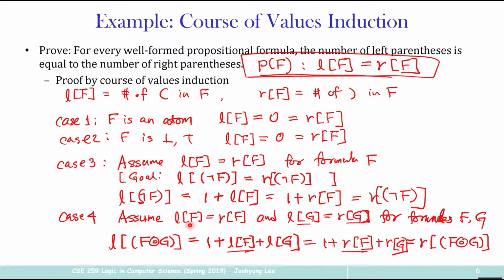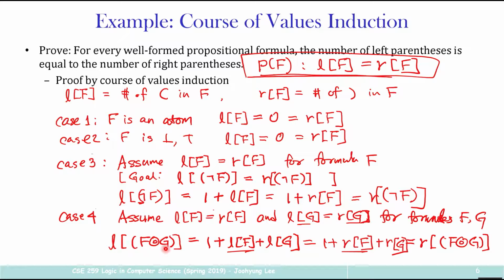So for F, you know that the number of left and right parentheses are the same, and the number of left and right in G are the same. So from this, can we prove that the number of left parentheses here is equal to the number of right parentheses here? Okay?